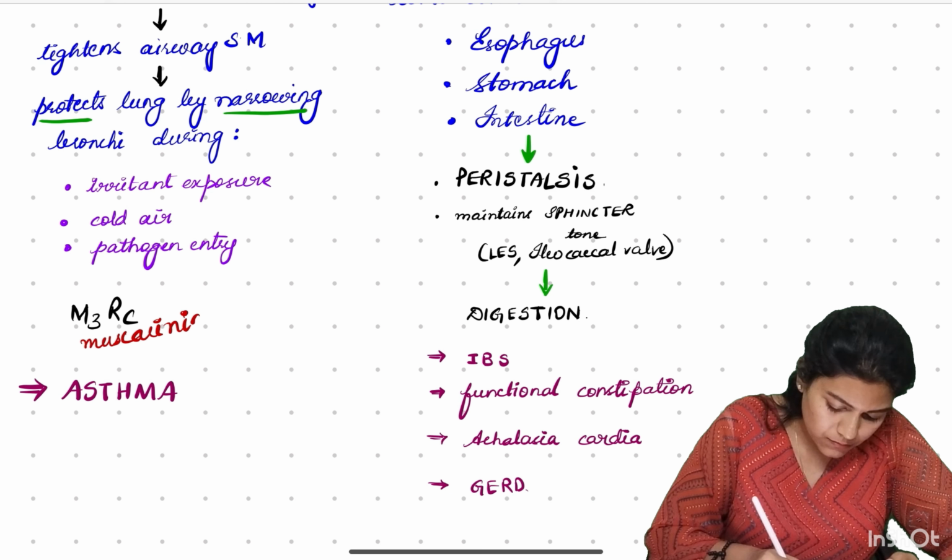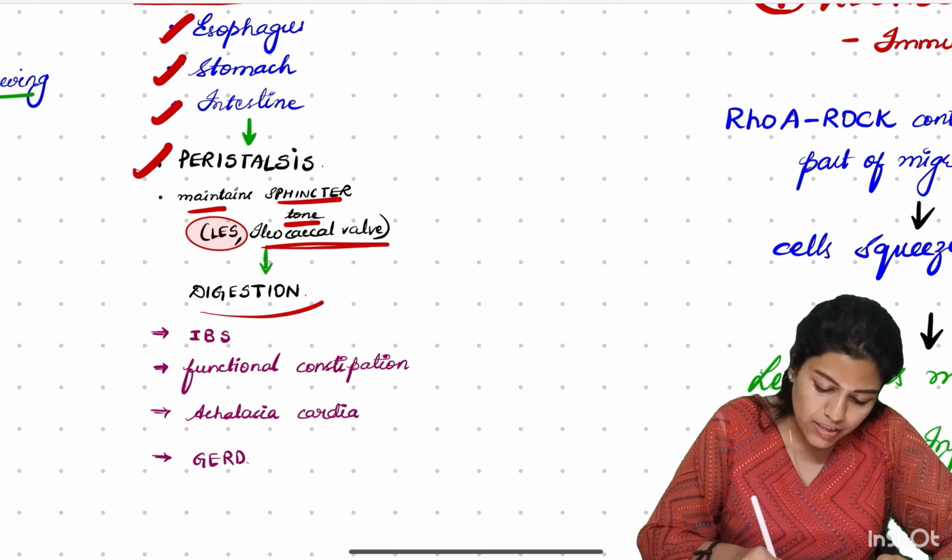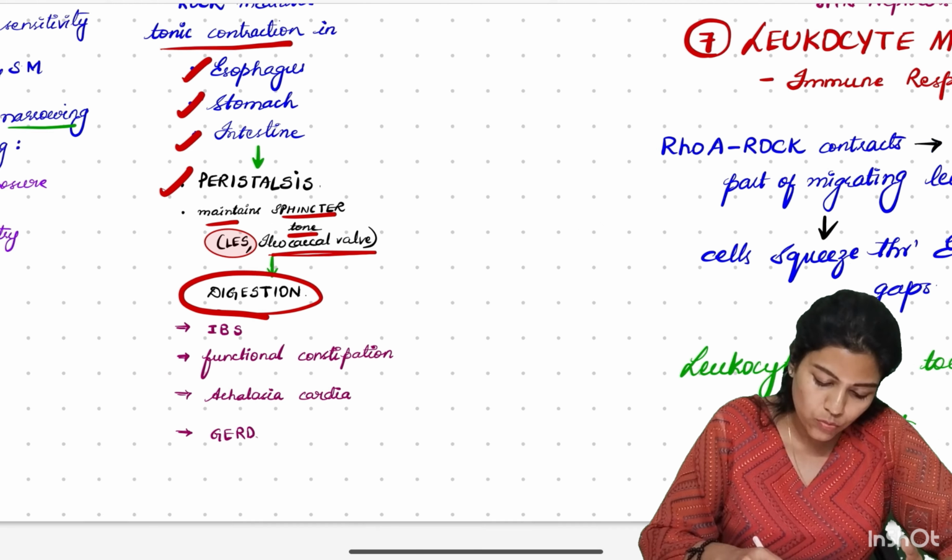The third example here is again a smooth muscle, of the GIT or gastrointestinal tract. This ROCK will mediate tonic contractions in the esophagus, stomach and intestine and help in peristalsis, the peristaltic movement. That is, the food passes through the food pipe with a peristaltic movement, like a synchronized contraction. It will maintain the sphincter tone, that is, the lower esophageal sphincter and the ileocecal valve sphincters. These sphincters are maintained, and it will help in digestion of the food.